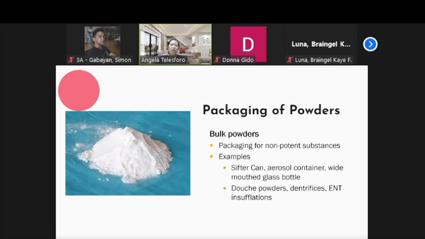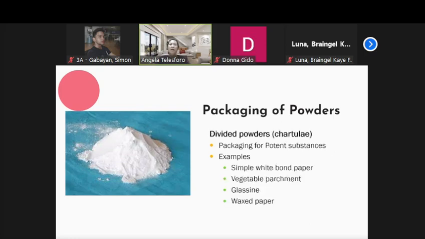Packaging of powders. Powders are packaged either in bulk. Bulk powders are for non-potent substances, like our excipients. We buy them in bulk, in sacks. They can be in sifter cans, aerosol containers, or wide-mouthed glass bottles. Examples of these are douche powders, dentifrices, or ENT insufflation, which are non-potent substances. Then we have divided powders, or chartula or chartulae.